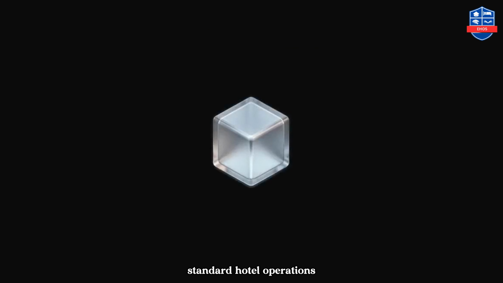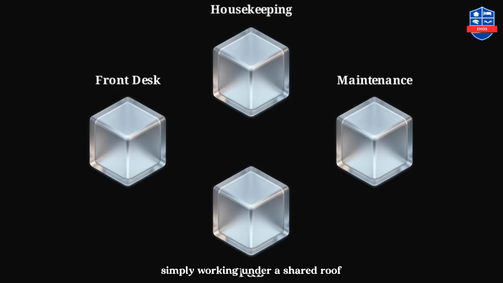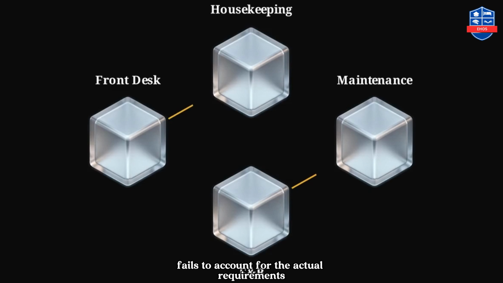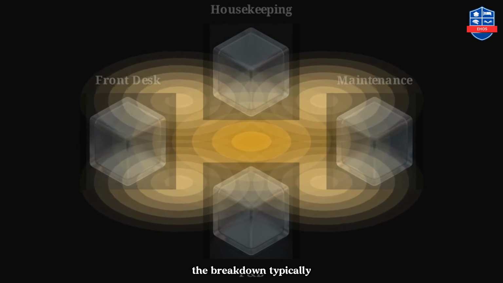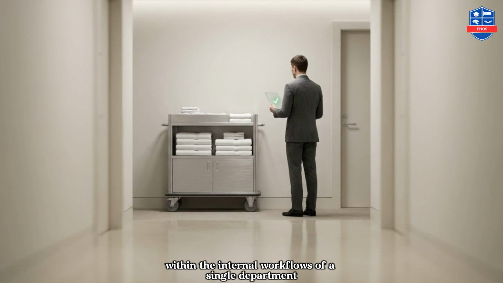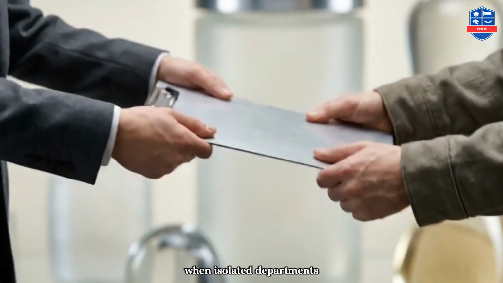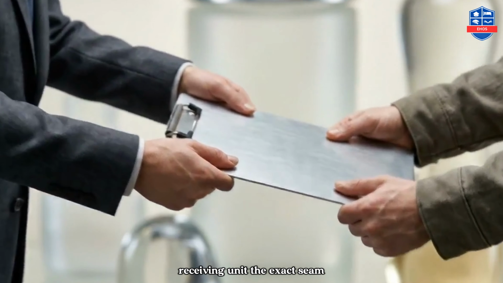Standard hotel operations often function as a collection of independent, specialized departments simply working under a shared roof. That perspective fails to account for the actual requirements of modern hospitality, which relies on these units functioning as a highly interdependent ecosystem. When service delivery fails in a high-quality environment, the breakdown typically occurs in the gaps between teams. Service failures rarely originate deep within the internal workflows of a single department. Organizational friction is generated when isolated departments attempt to pass tasks forward without understanding the constraints of the receiving unit.